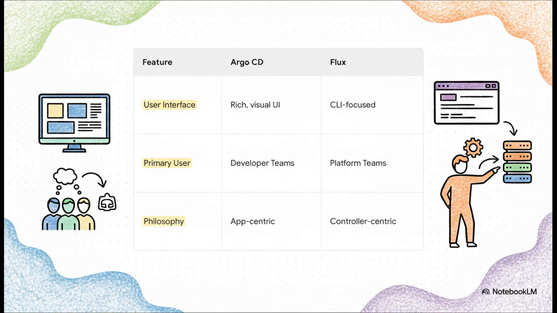This table gives you a really good quick breakdown. Argo CD is super well known for its slick visual UI. Developer teams tend to love it because they can actually see the state of their apps. Flux, on the other hand, is much more for the command line folks. It's often the choice for platform teams who want to build their systems out of a collection of smaller, focused tools. Honestly, they're both fantastic, and they both get the core job done.